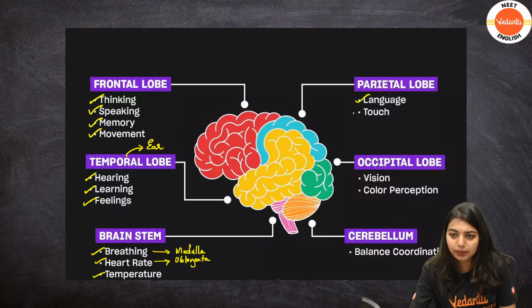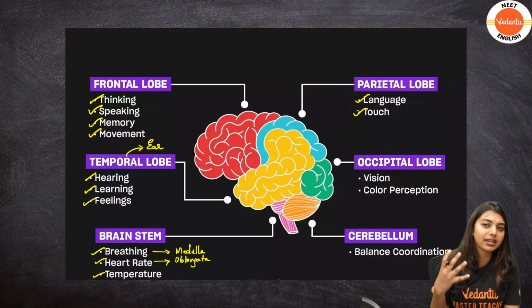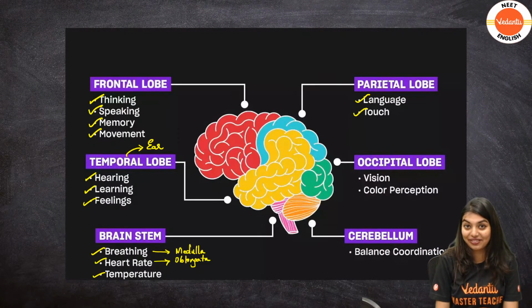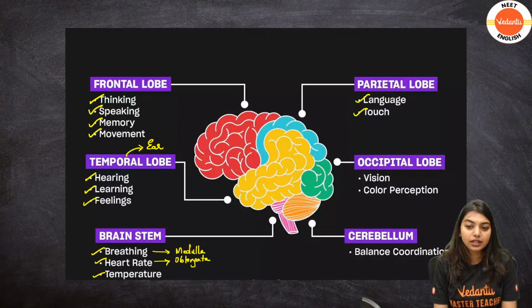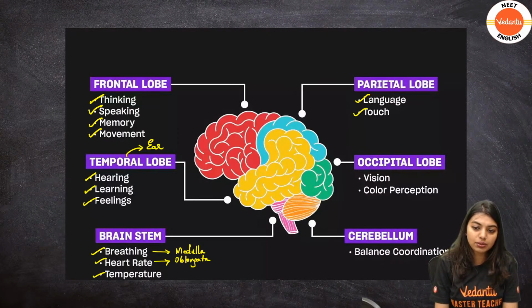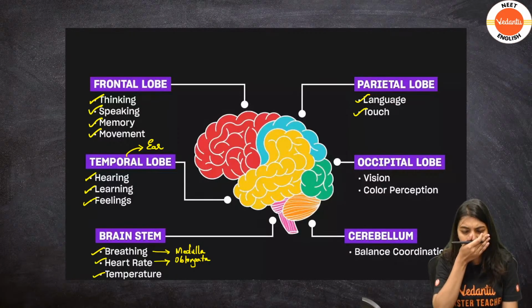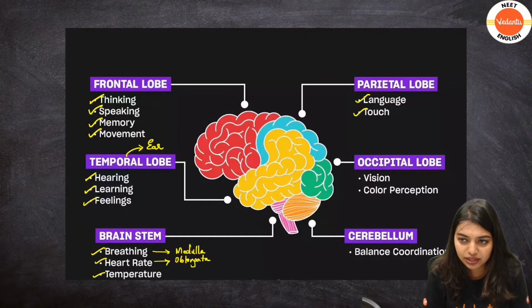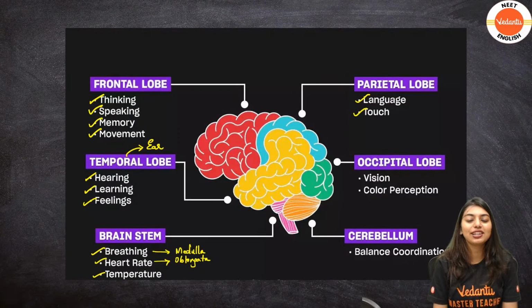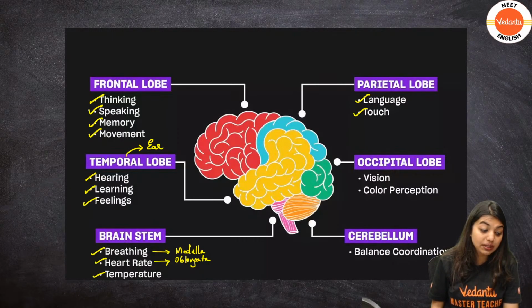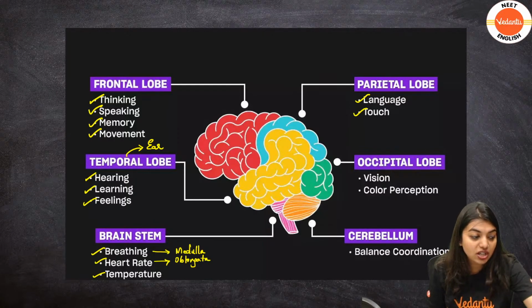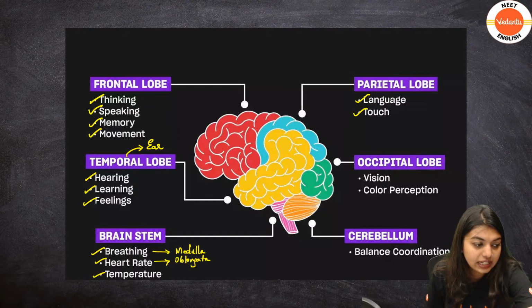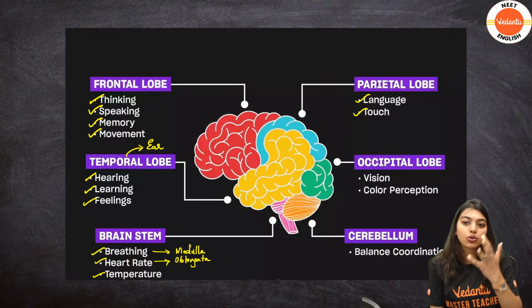The parietal lobe is for language and touch. This lobe is very weak in my case because I cannot learn new languages. You may also have noticed that any one of the lobes can be weak for each of us. If the parietal lobe is weak, you cannot learn new languages. But there are people with a very strong parietal lobe who can easily learn languages just like that.